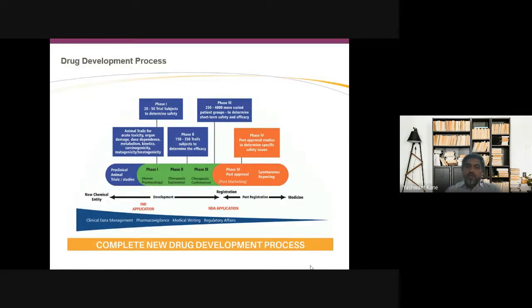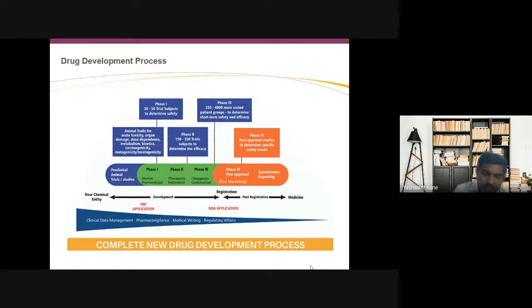You might have seen this drug development process, and if I have to tell you where we perform pharmacovigilance, it starts with phase one and continues till the end of the life of the drug. Put in other words, we perform pharmacovigilance throughout the life cycle of the drug. We start with the new chemical entity, and we do the preclinical and animal studies.